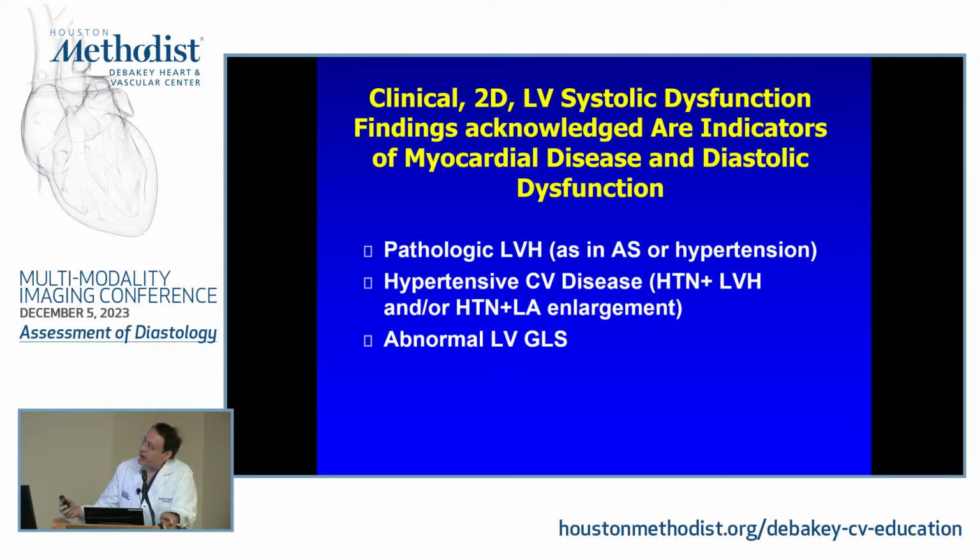We need to look for other indicators that there is structural heart disease in patients with hypertension, for example, left atrial enlargement. And then abnormal LV systolic function. And here we do not just rely on ejection fraction, we look at LV long axis function, best captured by LV global longitudinal strain.